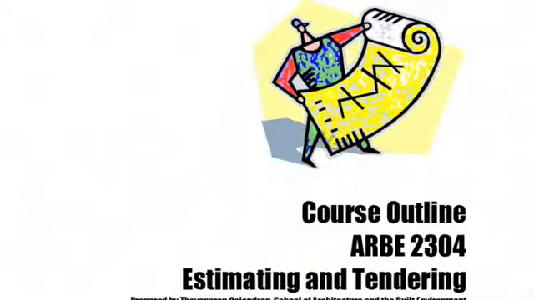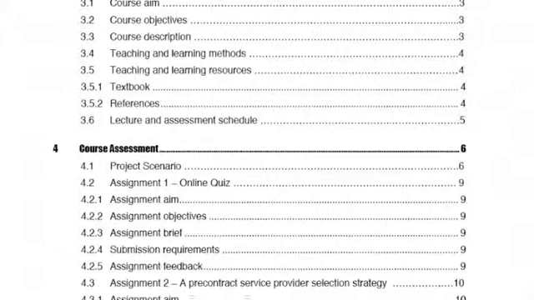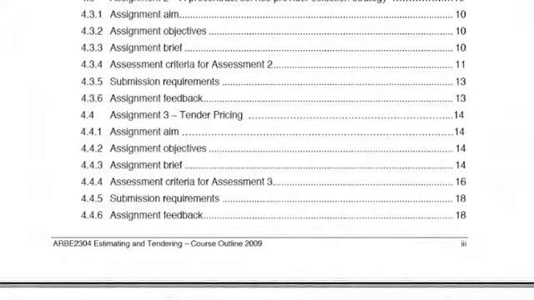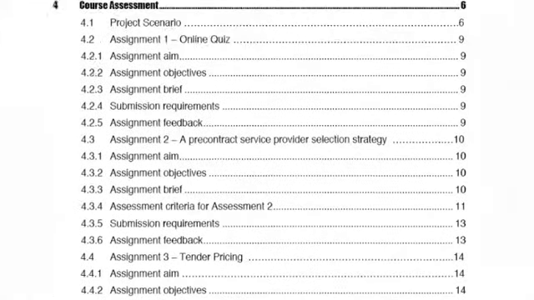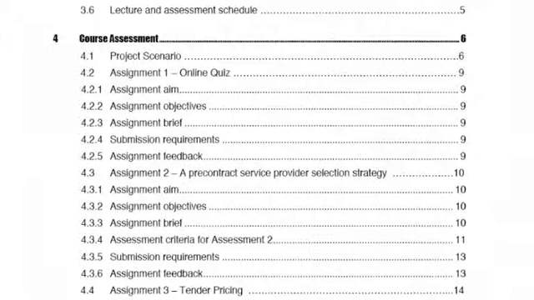If you go to the contents page, they clearly tell you the number of assignments that are related to this course. And if you look here, it has a quiz, and it has a pre-tendering contract strategy, and it has a third assignment which looks at tender pricing. So the course outline, as it was discussed in the first video, is the primary place where you get all the information about your assignments.